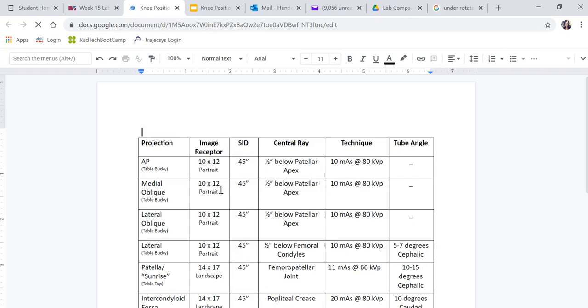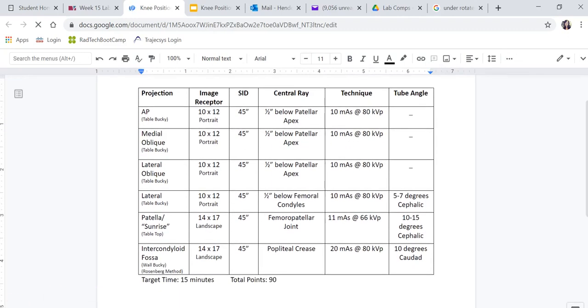Next, here is the technique chart. And let's talk about the 6 projections that we're going to learn this week. Okay, so notice 4 projections will be done on the table using the table bucky. 1 projection will be done tabletop, and 1 projection will be done at the wall bucky. And we will certainly go through and look at all of these projections in X-ray and talk about what we're supposed to see, but this is a nice little introduction and overview.